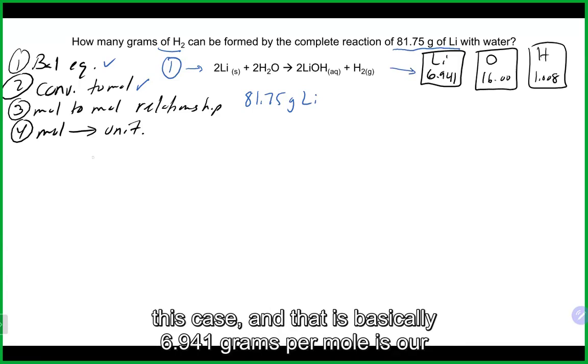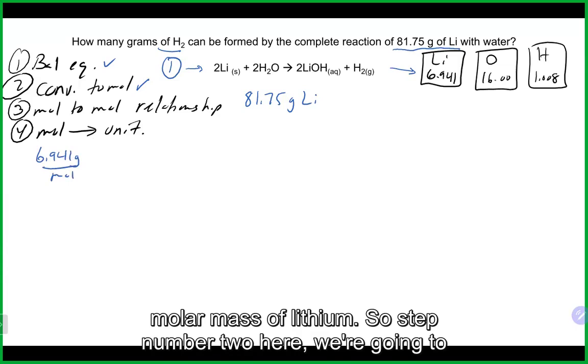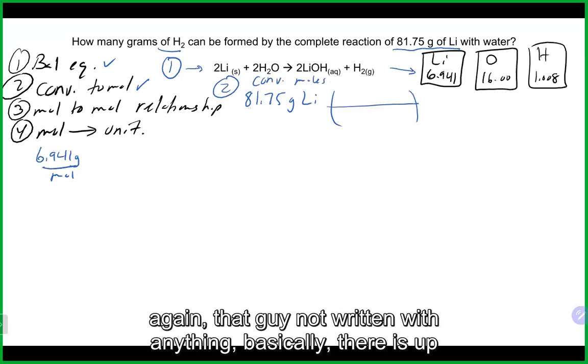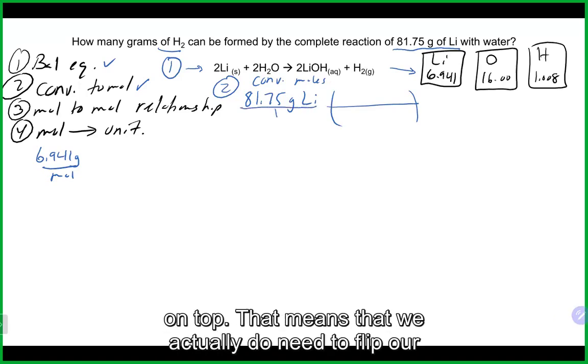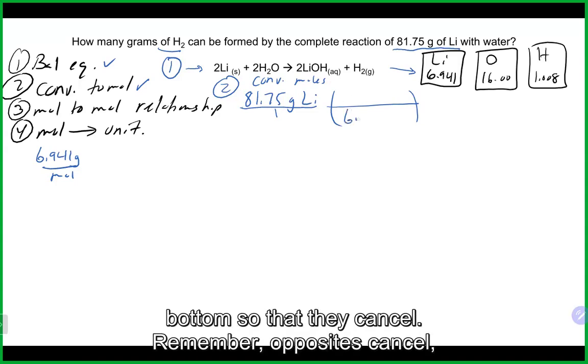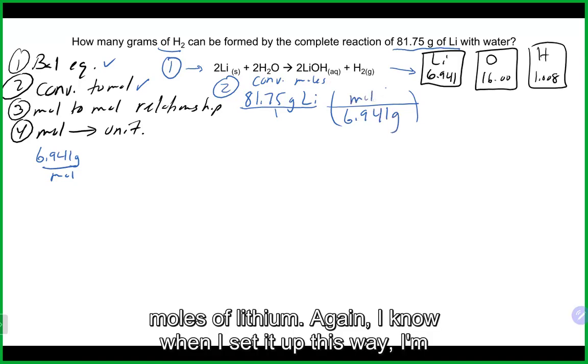And that is basically 6.941 grams per mole, our molar mass of lithium. So step number 2 here, we're going to convert to moles. We're going to do dimensional analysis. And again, that guy, not written with anything, is basically up on top. That means that we actually do need to flip our molar mass as a conversion factor. We need grams on the bottom so that they cancel. Remember, opposites cancel. Moles of lithium.